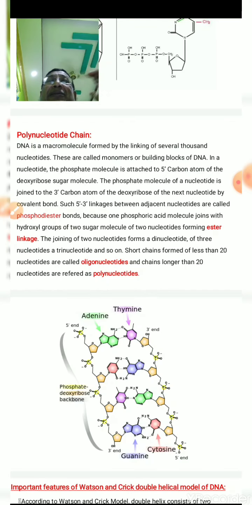Sugar and phosphate is known as an ester bond. But when one phosphate is connected to two sugars, then it is known as the phosphodiester bond. Okay, one is the ester, one is the phosphodiester.